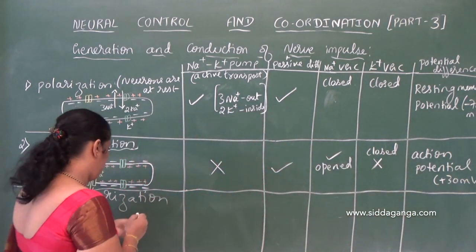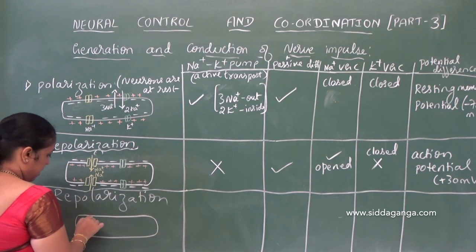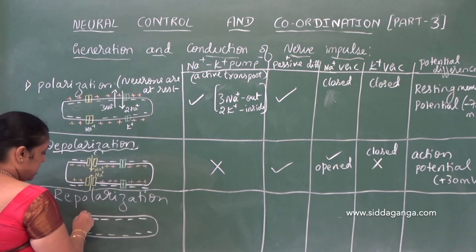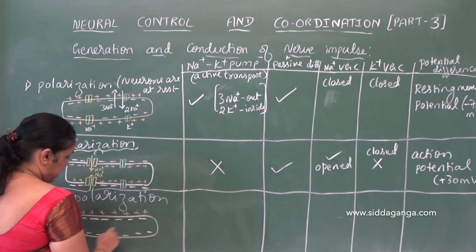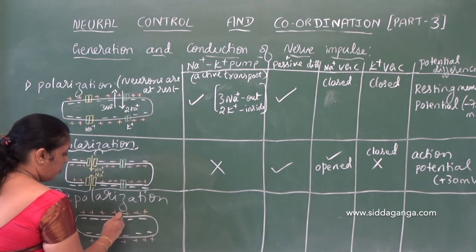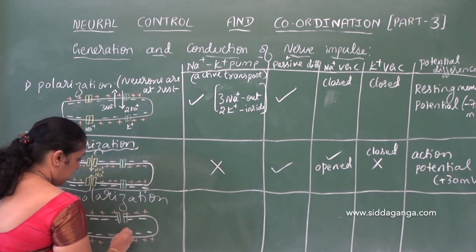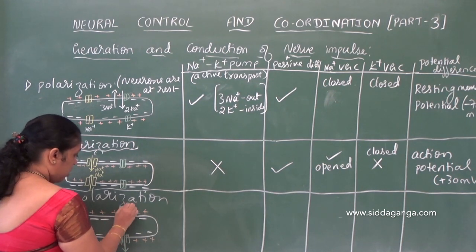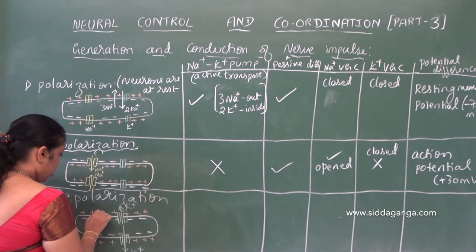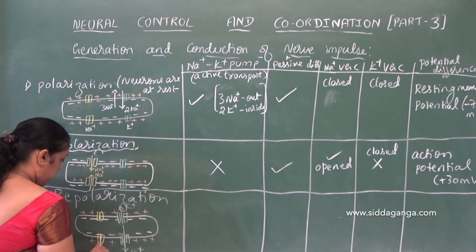Again, repolarized. Repolarized means again we see negative charges inside and positive charges outside. So in the repolarized state, we see opening of potassium voltage gated channels. Again the potassium moves outside the exoplasm and sodium gated channels will be closed.